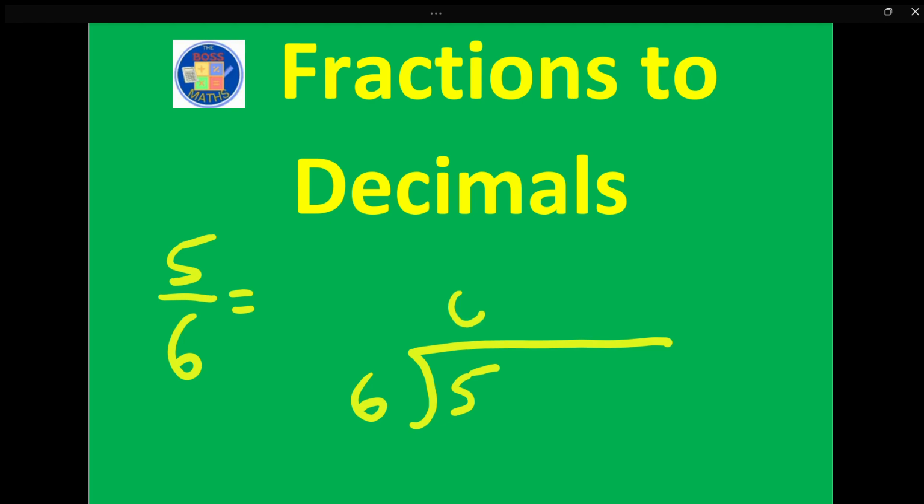And it's 0, because we still haven't used the 5, it is still in play. So put a decimal point there, decimal point there. A 0 appears and the 5 just goes on top of the 0 just there. How many 6's are there in 50? That comes to 8 and we have 2 left over.